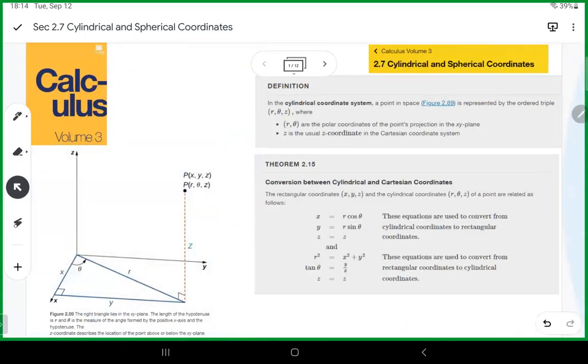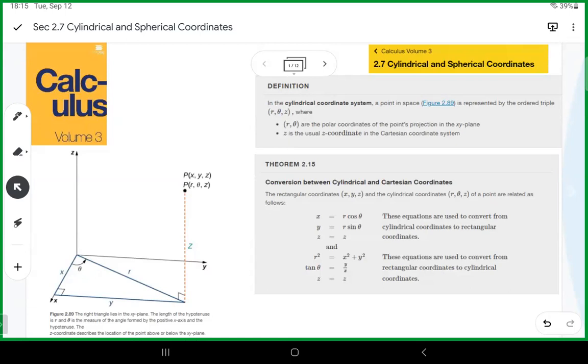Definition: in the cylindrical coordinate system, a point in space is represented by the ordered triple r, theta, z, where r, theta is the polar coordinates of the point's projection in the xy plane. z is the usual z coordinate in the Cartesian coordinate system. So there are conversions here. You will have to work with them on your homework. I'm sure they'll be on your exam.